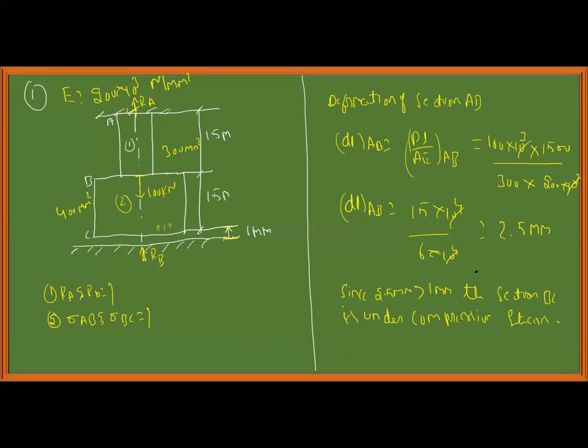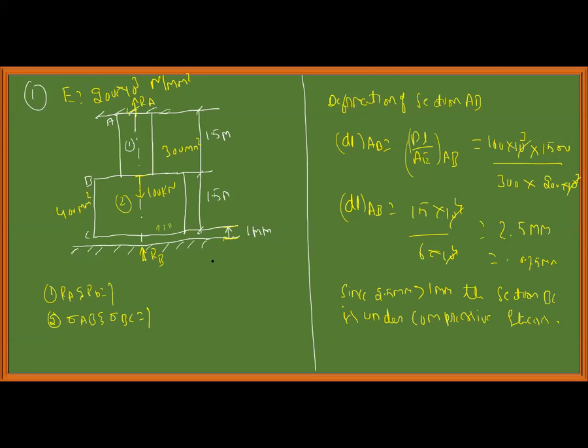If the deformation of AB comes to be less than 1 mm, say 0.75 mm, then there won't be any stresses induced in part BC. Since this deformation is greater than 1 mm, then and only then will the stresses be induced in part BC and also in part AB. If this is less than 1 mm, AB will be under stress and BC will move like a rigid body. There won't be stresses induced in part BC. That you should understand.